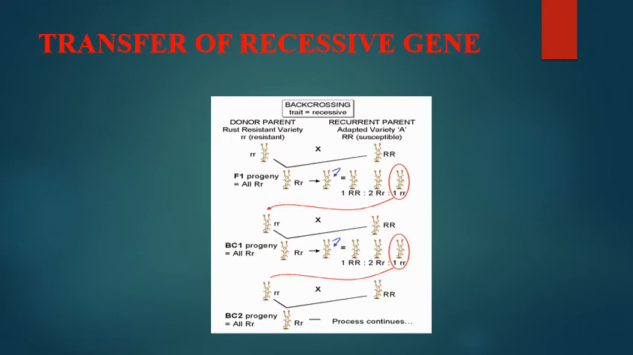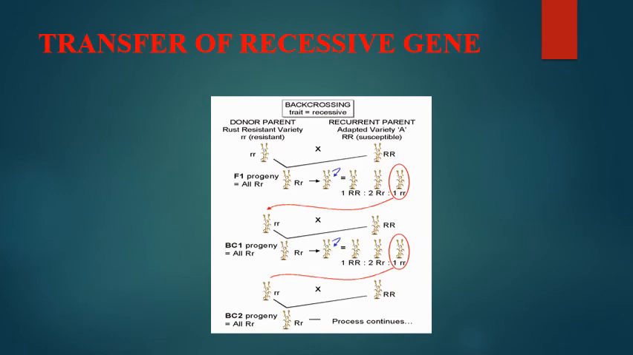Transfer of recessive gene. The donor parent is a rust resistant variety with the recessive gene and the recurrent parent is rust susceptible with the dominant gene. When these two are crossed, it produces an F1 generation, and it is backcrossed with the recurrent parent. In the BC1 generation, rust resistance is recessive. So all the plants are rust susceptible since they have a capital R in the heterozygous condition.